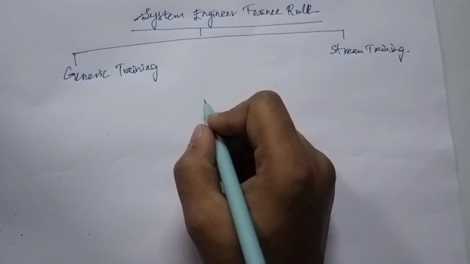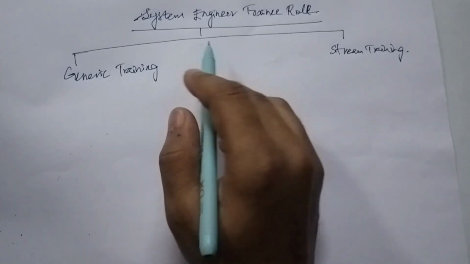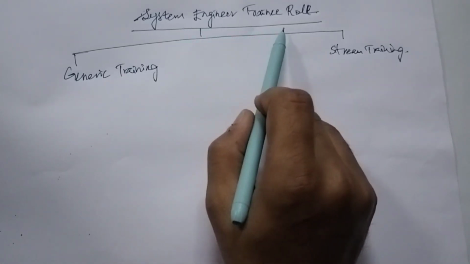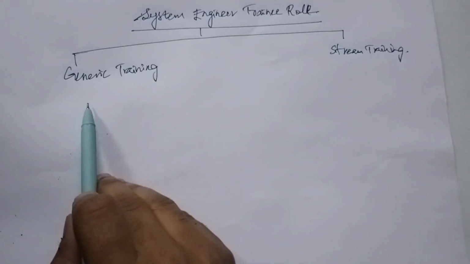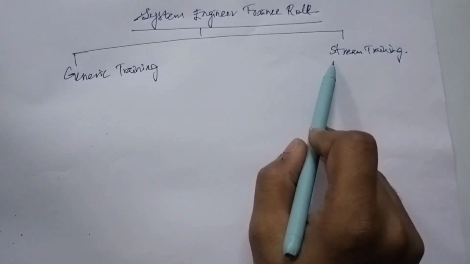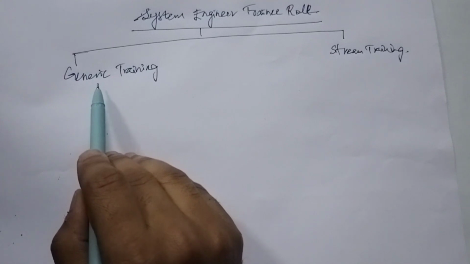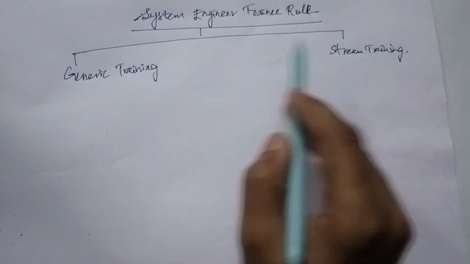In this video, I am going to tell you about the system engineer trainee role. They'll conduct the generic training, so I want to give brief information about generic training for the system engineer trainee role. For this role, the training is divided into two components, generic training and stream training. I am going to concentrate here on generic training, not stream training.